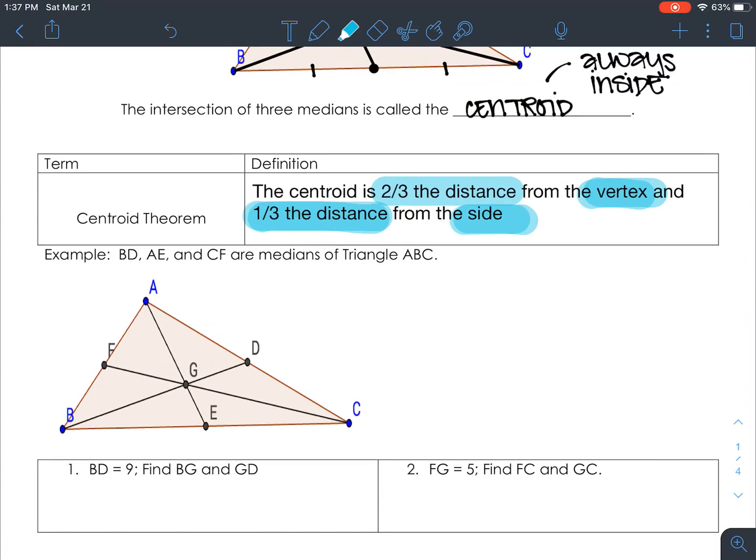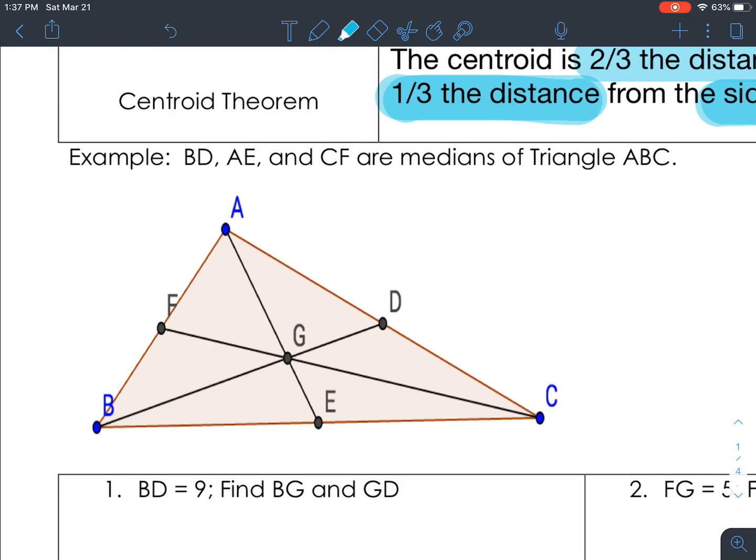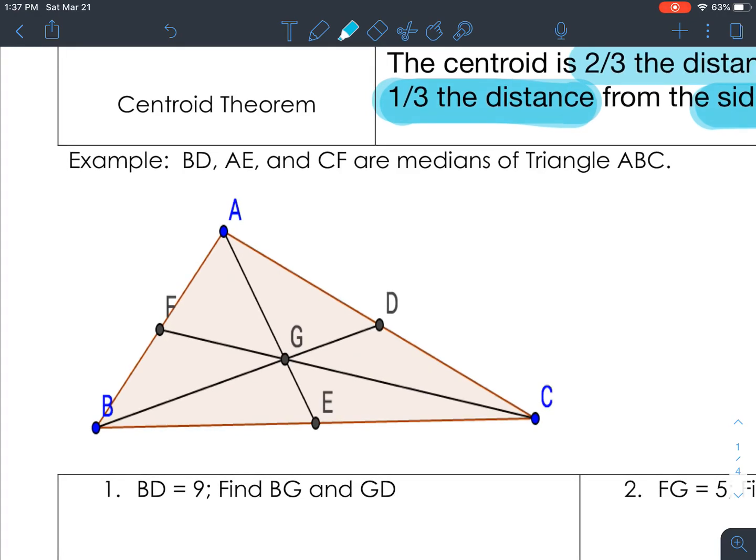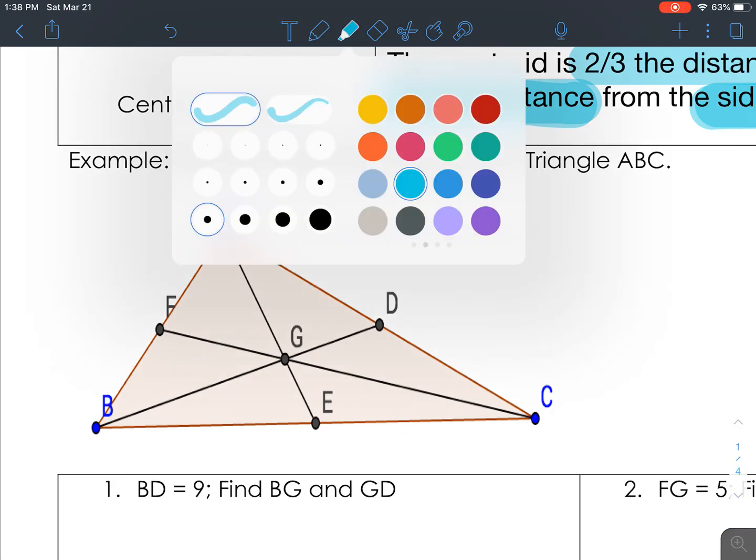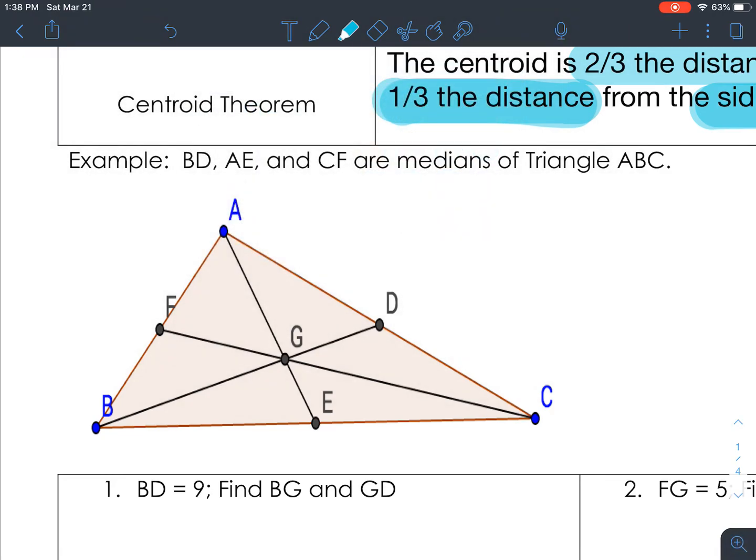So what I want us to do real quick is look at this big triangle and write out some formulas. I'm going to focus on one of the medians, this segment CF. So CF is a median, and G is the centroid.